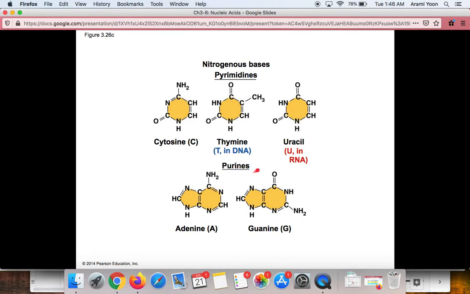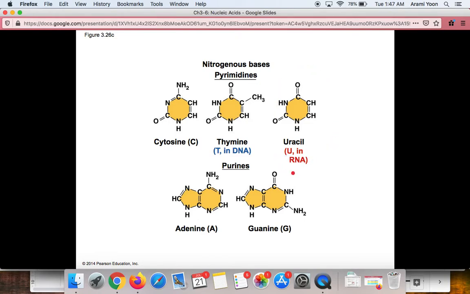So remember that. Purines are double ring nitrogenous bases. Pyrimidines are single ring nitrogenous bases. One way that you might remember that is pyrimidines have that Y in them, and cytosine and thymine both have a Y in their names. And so cytosine and thymine are the pyrimidines that you see in DNA. But if you're looking at RNA, you wouldn't have thymine, you would have uracil instead.